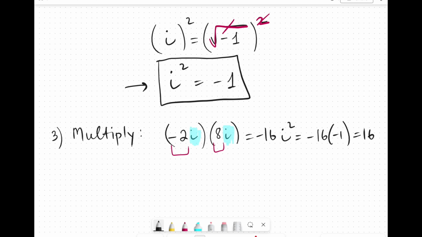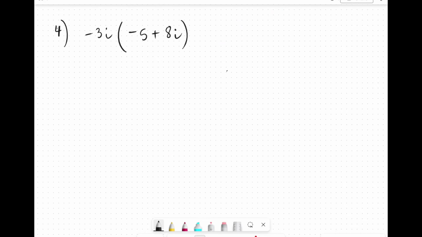Here's another example of multiplication. Here you will be distributing negative 3i first into the negative 5 and second into the 8i. Negative 3i times negative 5 will become positive 15i. And negative 3i times positive 8i is negative 24i squared. Here you see i squared appearing once, and that i squared will need to be replaced with negative 1. Not the regular i, only the i squared gets replaced with the negative 1.